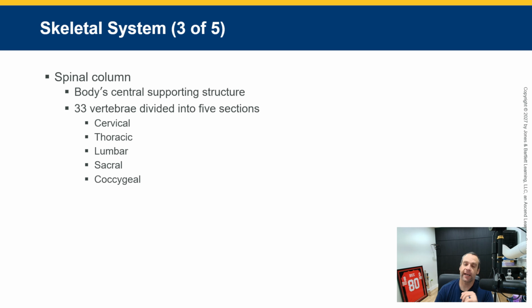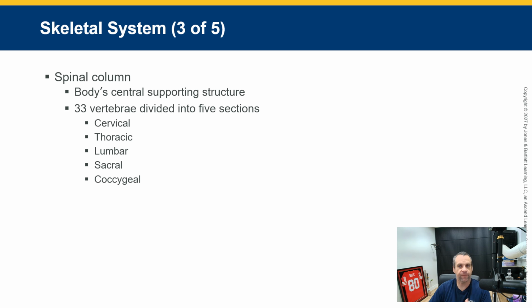Moving on, we have the spinal column. Now, this is the body's pretty much the central support structure. It helps carry the weight of the head and the trunk, allows for controlled movement, and just forms a real protective channel around the spinal cord. It contains 33 vertebrae divided into 5 different divisions. From superior to inferior, you have the cervical, thoracic, lumbar, sacral, and coccygeal.